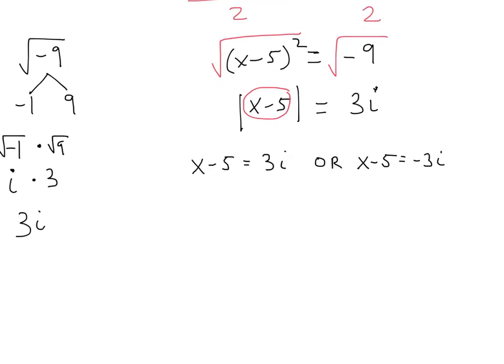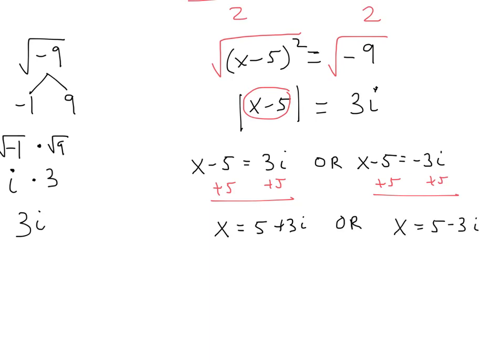Okay? But we're not quite done yet. We still need to get x by itself. So lastly, I'm just going to add 5 to both sides, and I'm going to do that on both of these equations. And I get two answers. My first answer is this. 3i plus 5, I'm just going to rewrite that as 5 plus 3i. And then the other answer would be x is equal to 5 minus 3i. So these right here are my two solutions. These are the numbers that would make my original equation true.